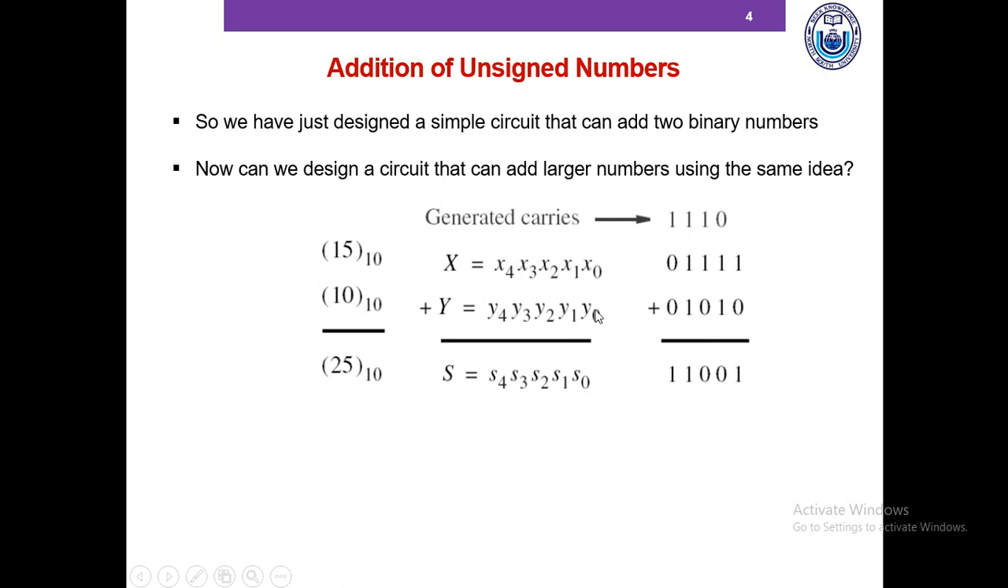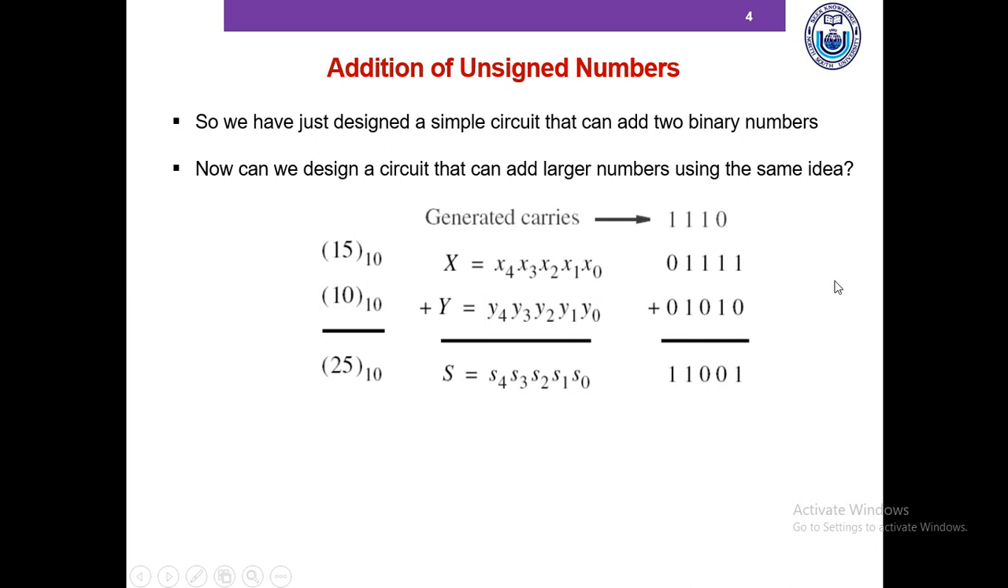But this makes no sense. When we're trying to add bigger numbers, we can't just sum x1 and y1 here. We need to sum x1, y1, and the carry from the previous sum, which is x0 and y0, when we are trying to get the sum and carry of the second bit position.